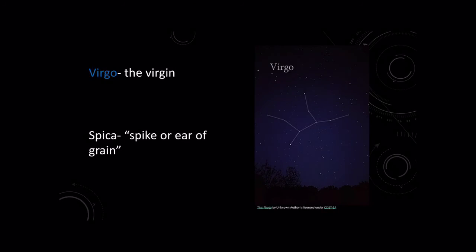Virgo is the Virgin. Spica means spike, or ear of grain. This is because Virgo is represented as a beautiful maiden with folded wings, and in her left hand she holds a stalk of wheat. So Spica, spike, or ear of grain, marks that spot.